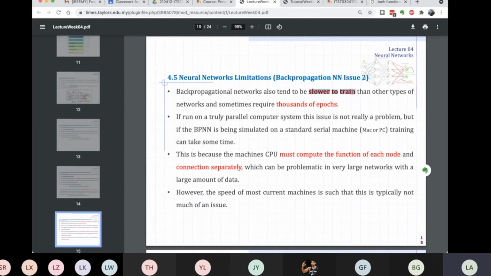The backpropagation network is also slower to train than other types of networks, and sometimes we require thousands of epochs. If run on a truly parallel computer system, this issue is not really a problem. But if the backpropagation neural network is being simulated on a standard serial machine, the training can take some time because the CPU must compute the function of each node and connection separately, and this can be problematic in a very large network with a large amount of data.